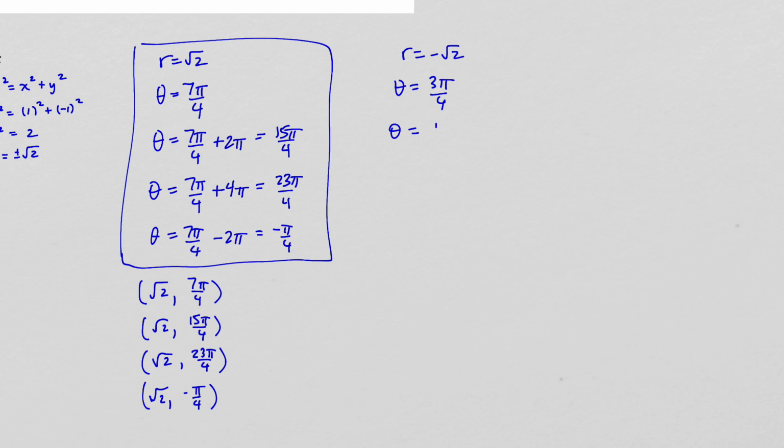Or I can do the same thing. I can add revolutions to that. So I could take 3 pi over 4 plus 2 pi, which would be 11 pi over 4, etc., etc. So some examples of points in polar coordinates, some other points in polar coordinates, which would also coincide with the point 1, negative 1, would be these points here. And again, there are infinitely many here, so we are just listing a few.